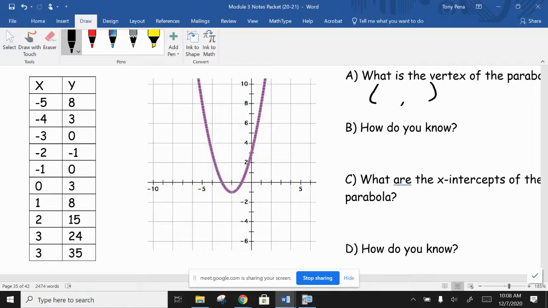All right, and then how do you know? It's up to you. We can look at our graph. You can look at the table. But hopefully our vertex, what is our vertex? I should probably check. It's (-2, -1). So hopefully we all get that for our vertex.